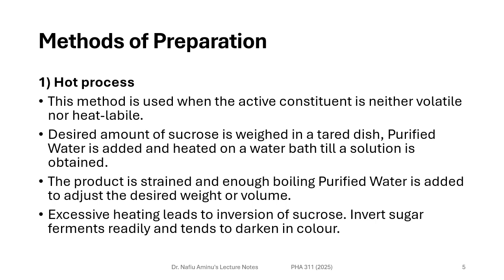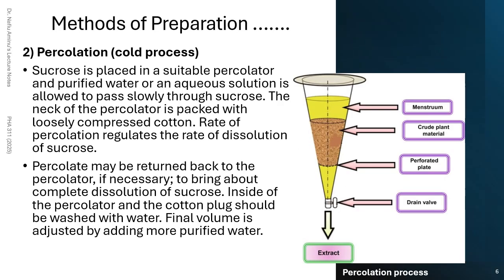The product is strained and enough boiling water is added to adjust the desired weight or volume. So eventually, when you have all the sugar dissolved in the water, additional hot water is added to adjust to the final volume of the preparation. But care has to be taken to avoid excessive heating, because excessive heating can lead to the inversion of sugar, and inverted sugar readily ferments and darkens in color, so that has to be avoided. The second method is called the percolation method.